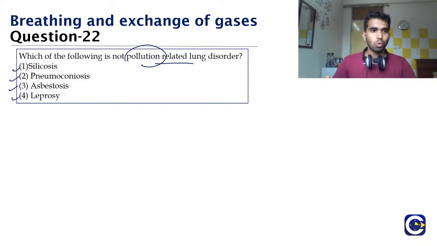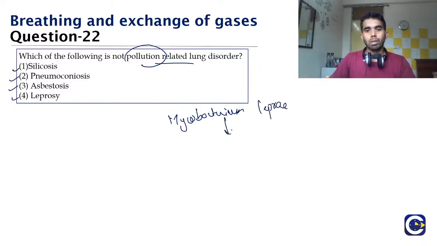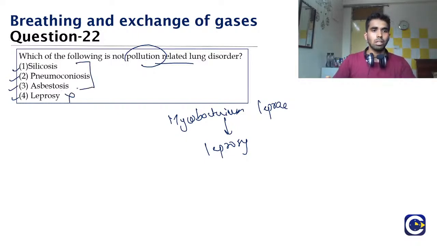If you know each of these options very well, then you will know that in one of the options it is not pollution, it is a microorganism. One of the diseases in these options is caused by a microorganism. So tell me, what is that microorganism? That microorganism is Mycobacterium leprae, and it causes a disease known as leprosy. So the fourth, that is leprosy, is not caused by pollution, and the rest three are caused by pollution.